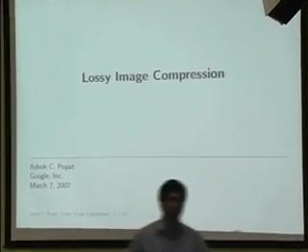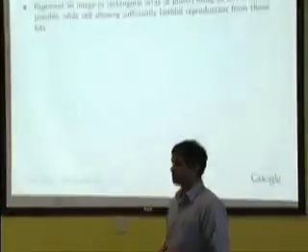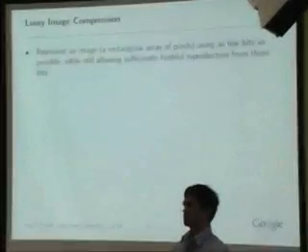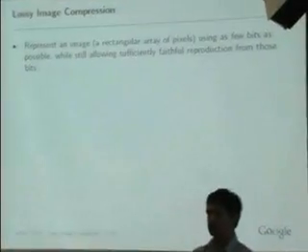I'd like to talk about lossy image compression. And I'd like to start with a statement of the problem. In lossy image compression, we have an image that's a rectangular array of pixels, and we'd like to represent that with as few bits as we can, but not so few bits that we have to give up too much quality. So that's the trade-off.